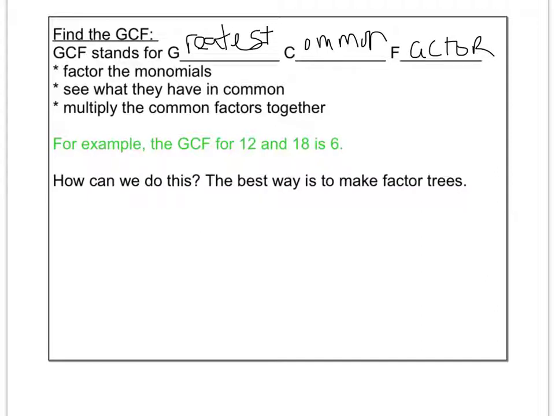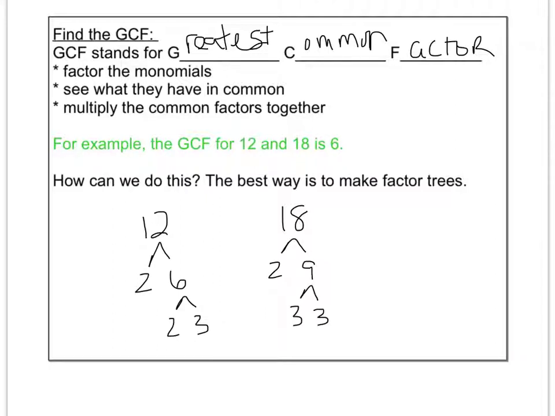So let's say we had 12. So we know 2 times 6 and then 2 times 3. Right? Then we look at 18. We've got 2 times 9, and then we break down the 9. So we just look at whatever prime numbers they have in common, so they each have at least 1 2 and 1 3.